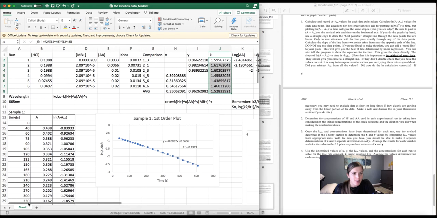All right, so how are you supposed to do this? Let's start with the Y column actually, since we're starting with comparing ascorbic acid. Okay, so how do you actually do this? I'm going to click on the first cell.